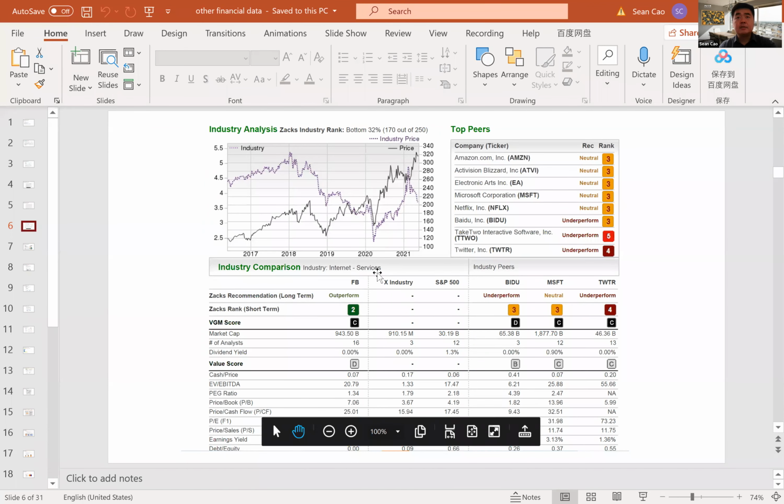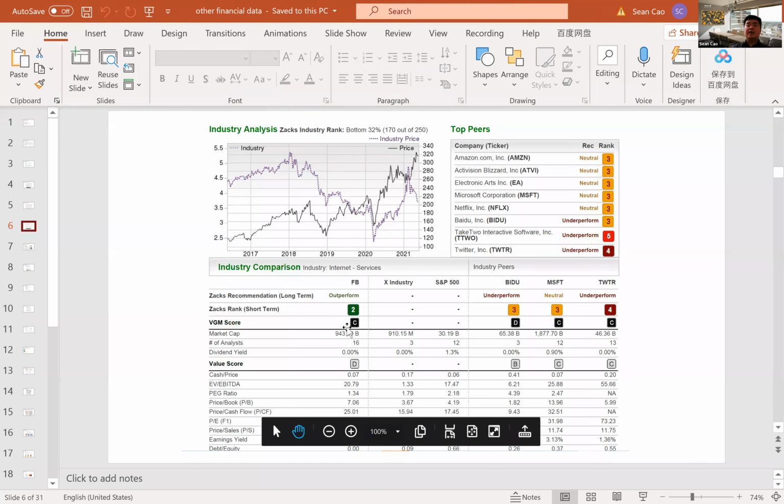They compare with their competitors. So who are the Facebook competitors? They listed here: Amazon, Electronic Arts, Microsoft, Netflix, Baidu, and Twitter. So these are the competitors of Facebook. What they do is analyze Facebook's performance relative to their competitors. They're trying to figure out the pattern. Can you actually buy Facebook or not buy Facebook?